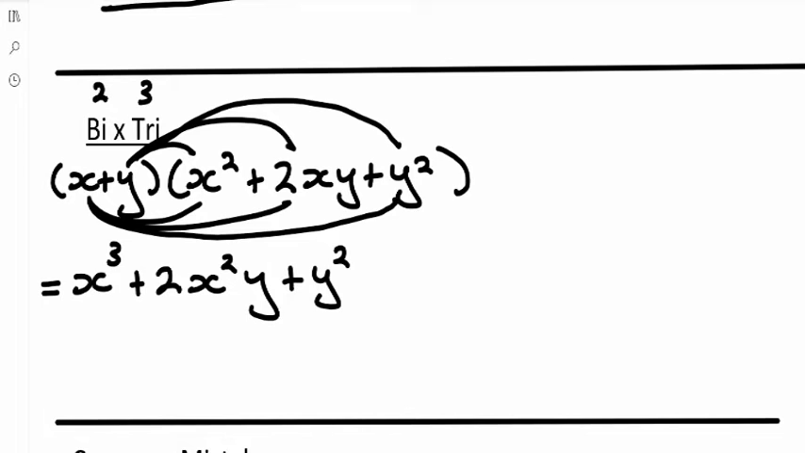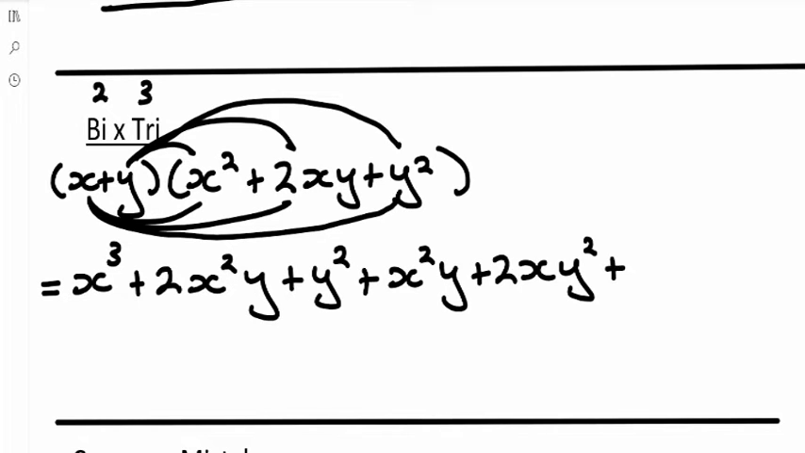Now let's do this plus y. Well, y times x squared would be x squared y. I like to write it in alphabetical order. Y times 2xy would be 2xy squared. And y times y squared would be y cubed.